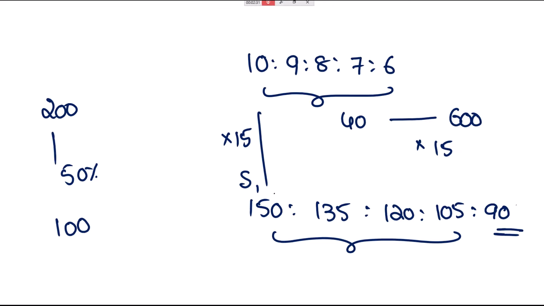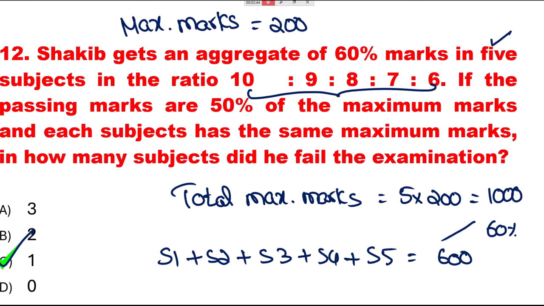So subject 1 mark, subject 2, subject 3, subject 4, subject 5. Fifth subject is the failed one. Failed in fifth subject. One subject only, fine, overall we can say.